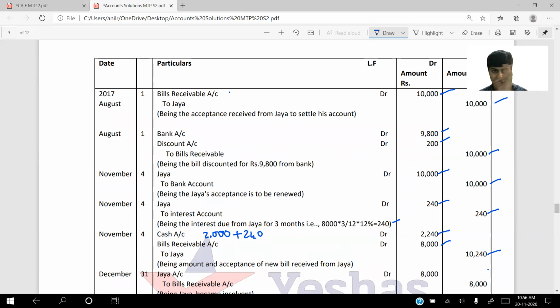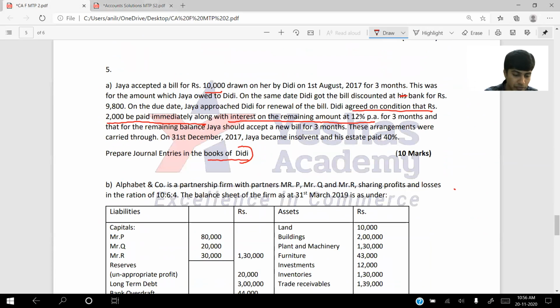Jaya is supposed to pay me 10,000 for the old bill, plus 240 as interest. Totally, she is supposed to pay me 10,240. Out of that, 2,000 plus 240 interest, she gives me cash. Cash account debit 2,240. She gives me a new bill, that is a renewed bill for 8,000. 8,000 debit, to 10,240, that is to Jaya account. Perfect. Let us go to the next one.